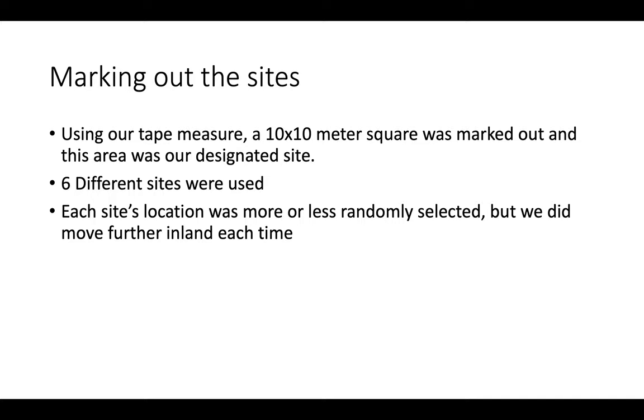Marking out the sites, we used our tape measure to make a 10 by 10 meter square. We just marked each corner of the square with our backpacks. And this 10 by 10 meter square was basically our designated site. We used 6 different sites in total, and each one was relatively random. The one constant thing was every 2 sites we moved further inland.